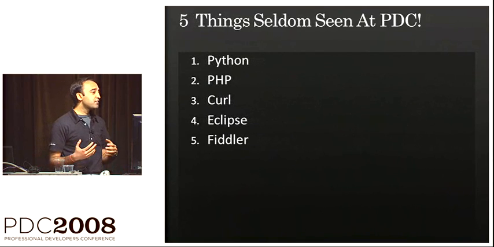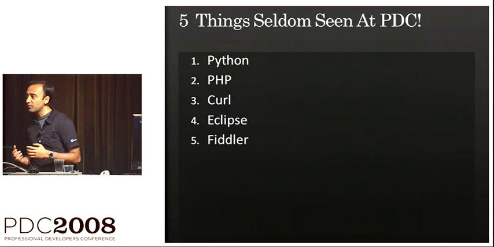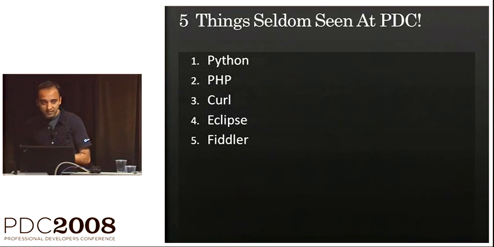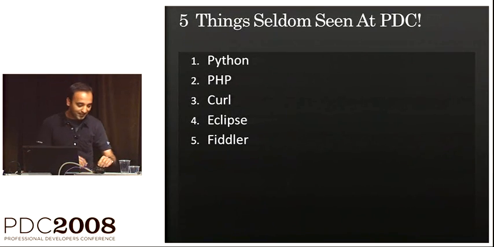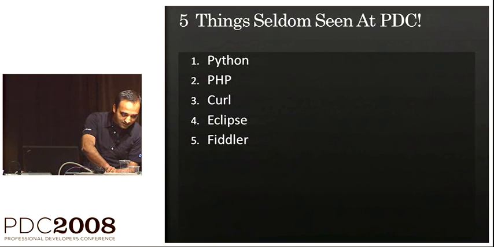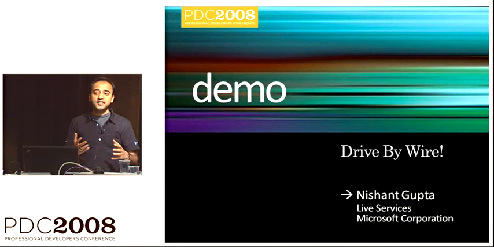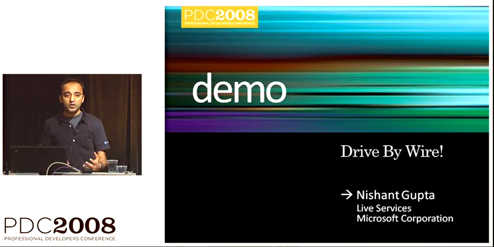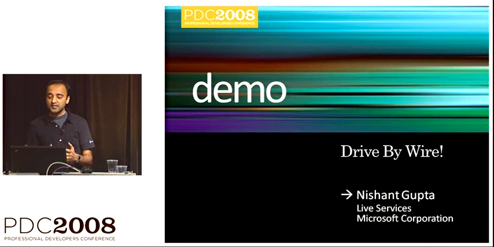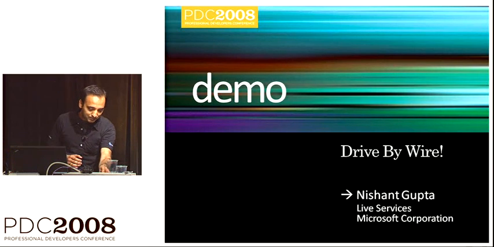OK, so with this, let's go and write some code, and we'll go into a few things which probably you haven't seen at PDC before. All right, so the first thing that I want to do, actually I want to build this thing up from ground up. So let's look at what actually goes onto the wire. If you are a user who is sending a request, what actually goes down to the wire, and we're going to use Fiddler to actually see that.